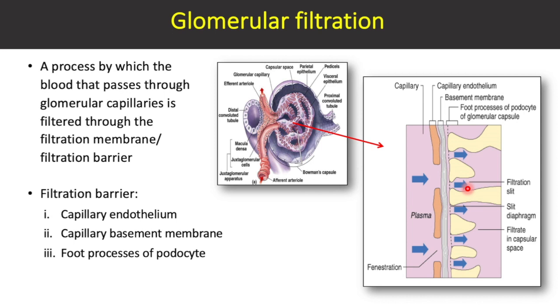So blood from the afferent arteriole that flows into the glomerular capillaries will be filtered through these 3 layers of the filtration barrier and enter the capsular space of Bowman's capsule, whereas the substances that cannot be filtered will flow back into the efferent arteriole.